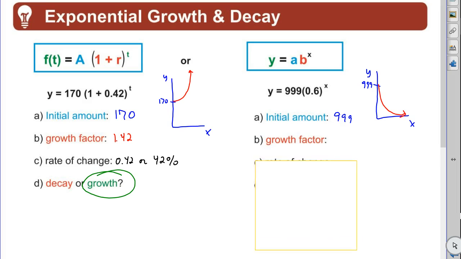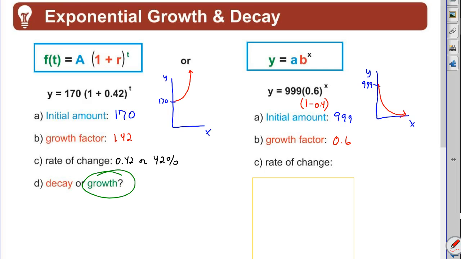So let's take a look at the growth factor. Remember, the growth factor is the value of the base. So indeed, 0.6 is the growth factor. Now the rate of change, be careful here. Let's go back up to our base and change it to the other format. How do you get a 0.6? You do 1 minus 0.4, right, to get a 0.6.